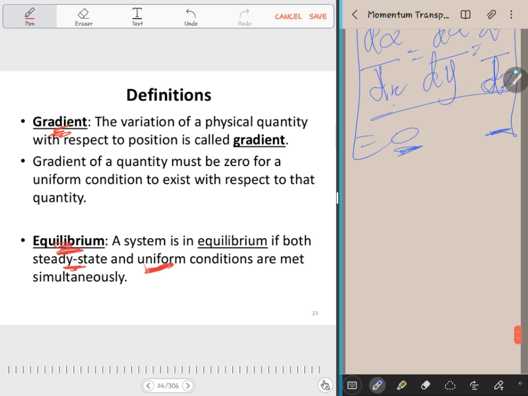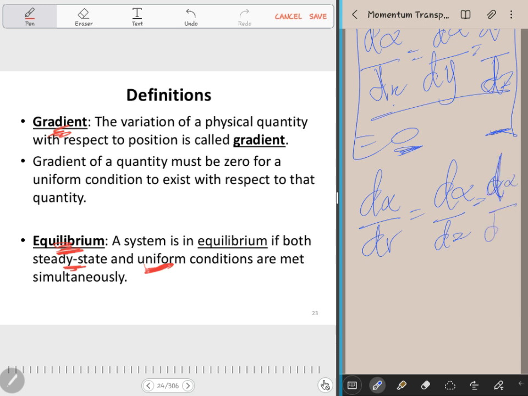So you see x, y, z, which will mean the rectangular coordinate system. It could also be something like this: the particular quantity with respect to r, the particular quantity with respect to z, the particular quantity with respect to theta. When you see a distance and an angle, what are you talking about? Cylindrical coordinate system. So the equations could change depending on the system that we are talking about.